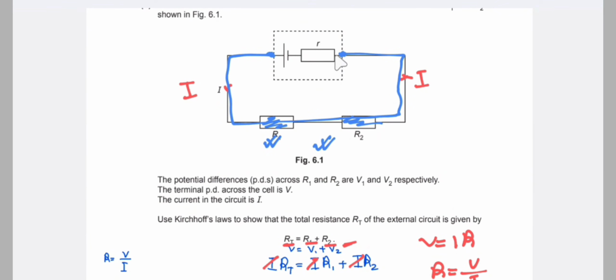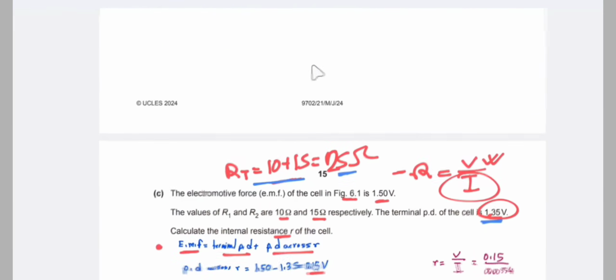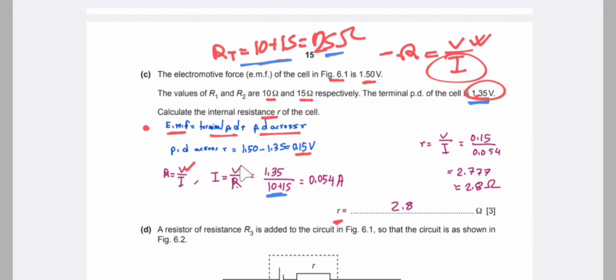Current is equal to voltage by resistance. We know the total resistance across the terminals of the cell and the terminal potential difference, so we can calculate the current. Current is equal to 1.35 divided by 25, so the current that we get is 0.054 ampere.